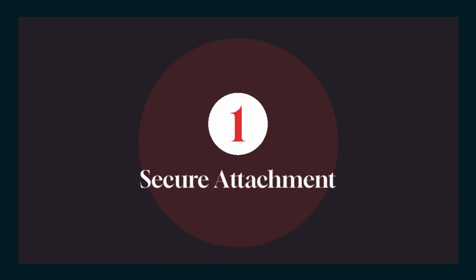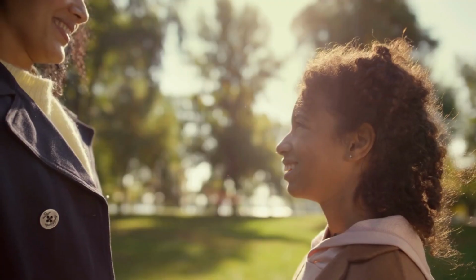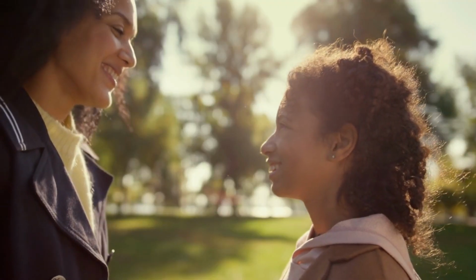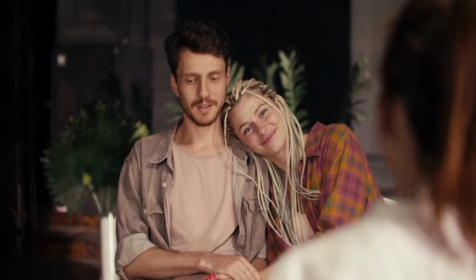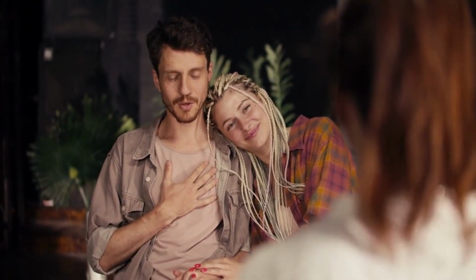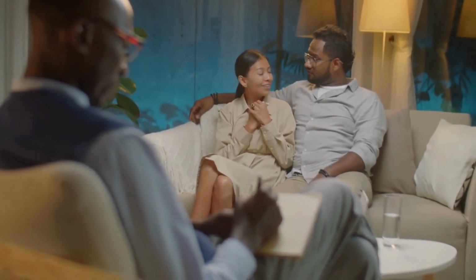1. Secure attachment. Individuals with a secure attachment style often grew up in an environment where their emotional needs were met consistently. They learned to trust their caregivers, which laid the foundation for healthy, trusting relationships as adults. These individuals tend to feel comfortable with intimacy, depend on others, and handle separations without excessive anxiety.